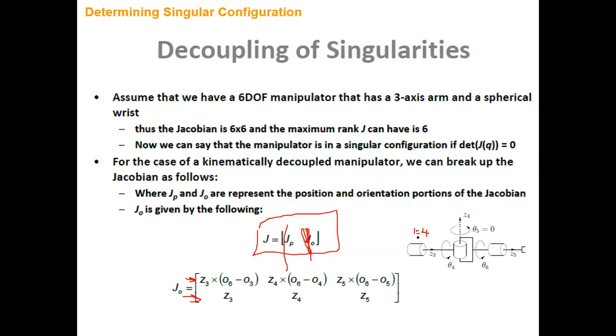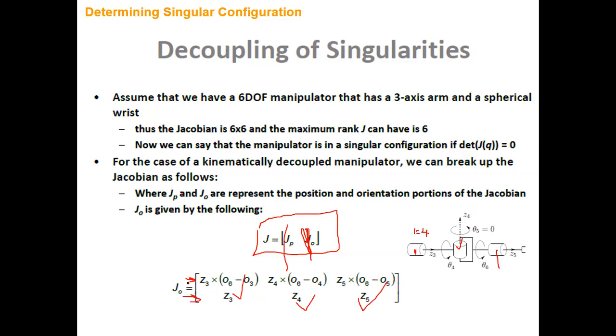For i equals 4, what is z_{i-1}? Z3. For i equals 5, what is z_{i-1}? Z4. For i equals 6, z_{i-1} is Z5. So the angular part is easy. Now, what is the formula for the linear part of the Jacobian for the revolute joint?